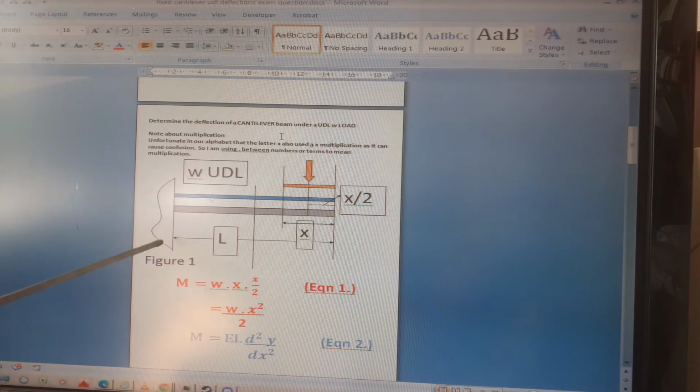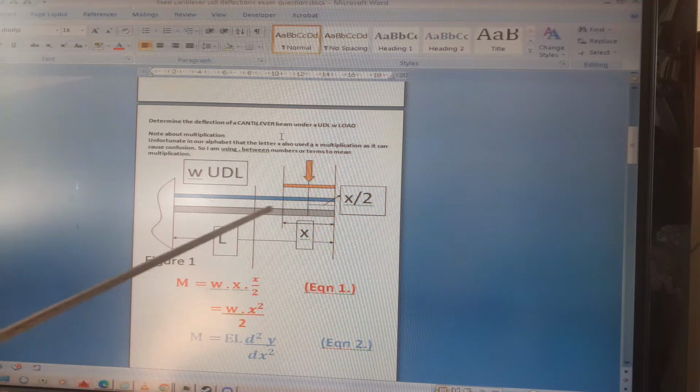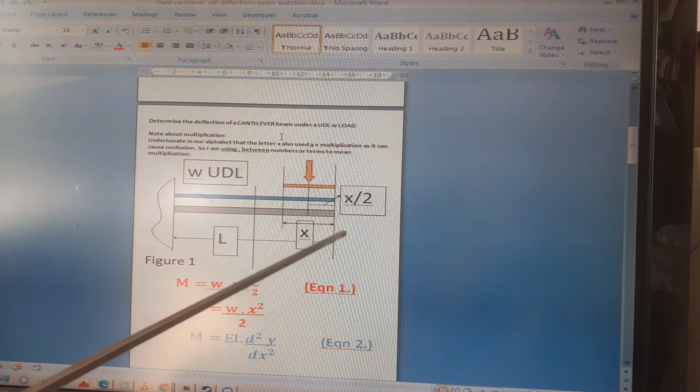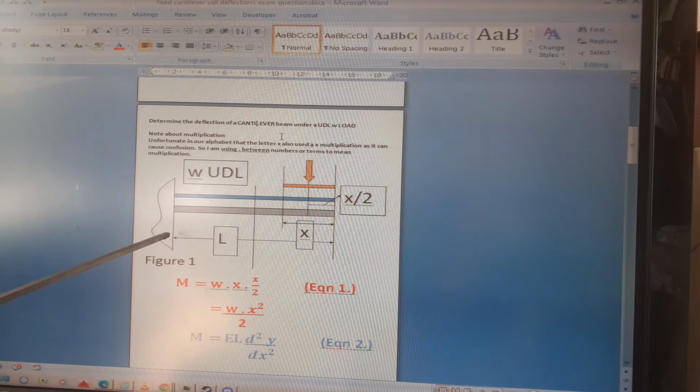This is the length of the cantilever, L. When you look at the analysis, the way to do it is, I've drawn it so the support's on the left, so when the support's on the left, you start from the right hand side, and you're measuring x from the right hand side, moving from right to left.